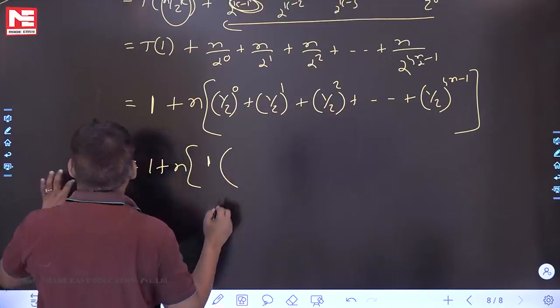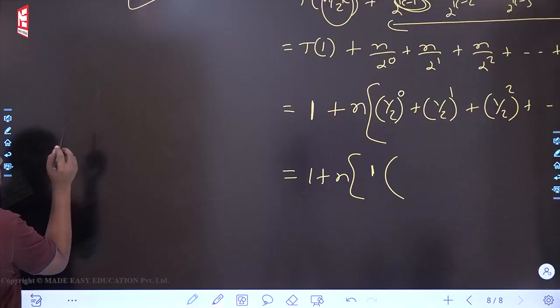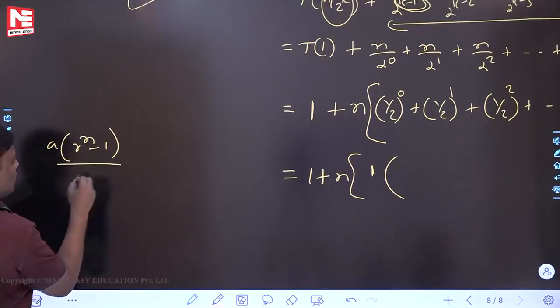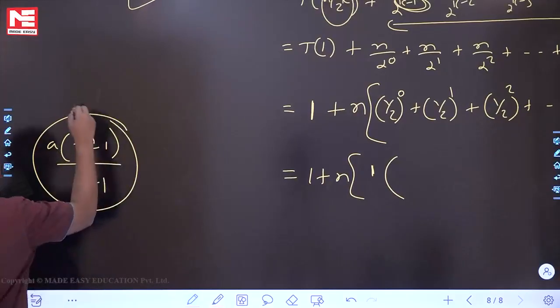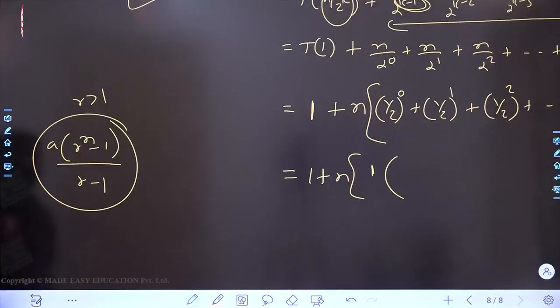A into GP series sum of n terms. What is the formula? See this one. GP series sum of n terms formula is A into R power n minus 1 by R minus 1. This is the formula if R is greater than 1.